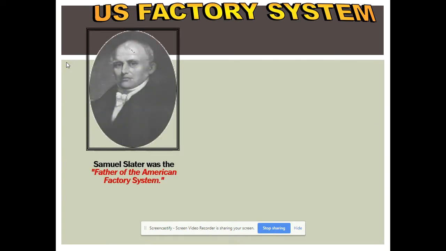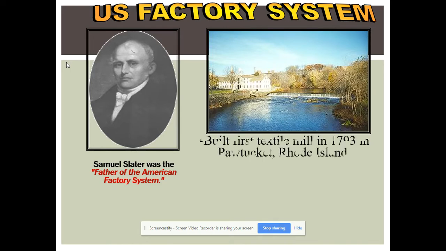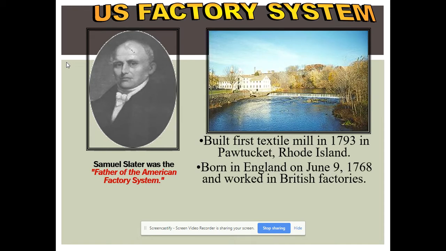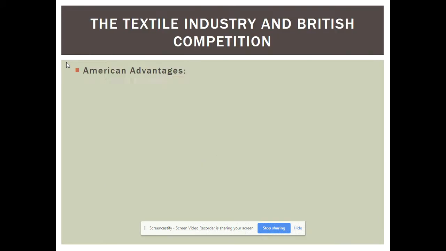Let's look at the American factory system. The father of the American factory system, a guy named Samuel Slater. He, as I told you at the beginning of the lecture, immigrated to the United States in the 1790s, built his own steam engine, and created the first textile mill in 1793 in Rhode Island. And pretty impressive guy in American history.